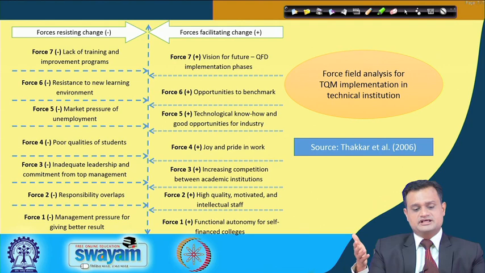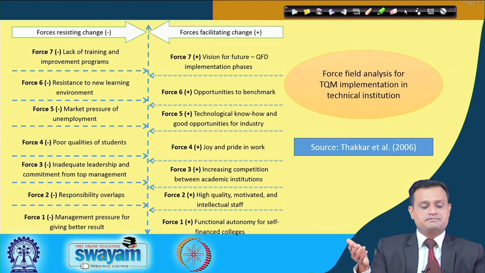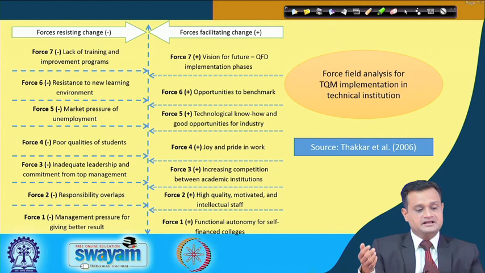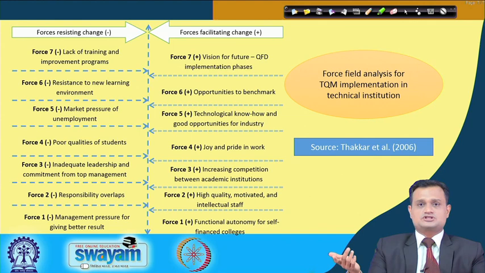If you see a couple of negative forces, then management pressure for giving better results, sometimes they are forced, compelled to dilute their quality. Force four, let us say poor quality of the students. It's extremely difficult to process if your raw material is poor, and here in this system it is the student.